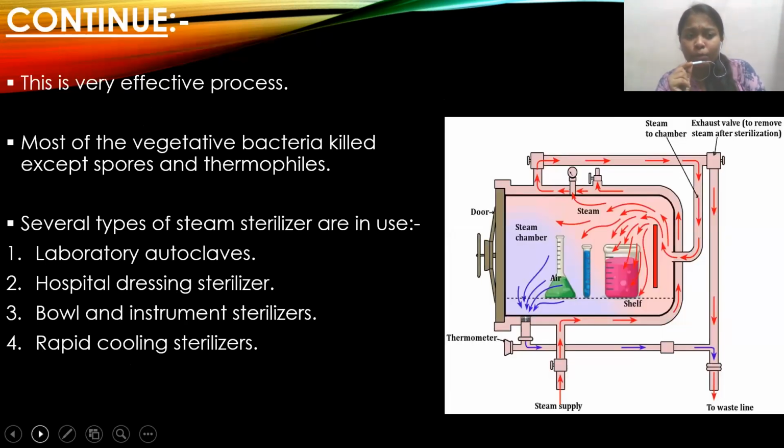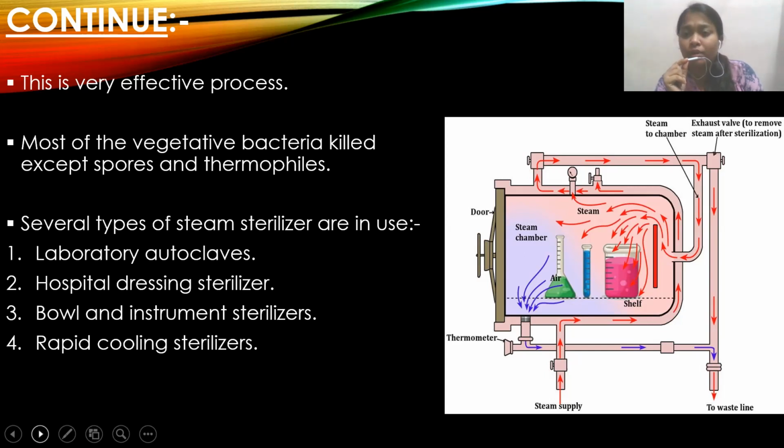It is a very effective process, and by this process, most of the vegetative bacteria are killed except spores and thermophiles, as the autoclave's temperature is very high and thermophiles are heat resistant, so they do not get killed. There are several types of steam sterilizers in use. First is laboratory autoclaves. Second, hospital dressing sterilizer. Third, bowl and instrument sterilizers. Fourth, rapid cooling sterilizers.